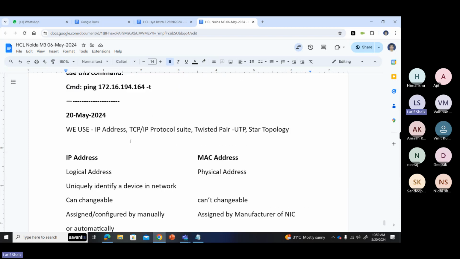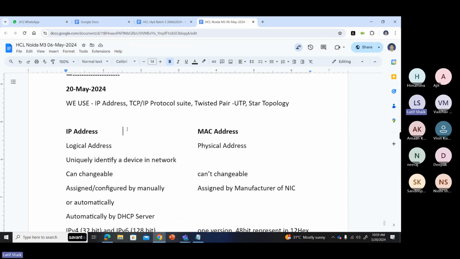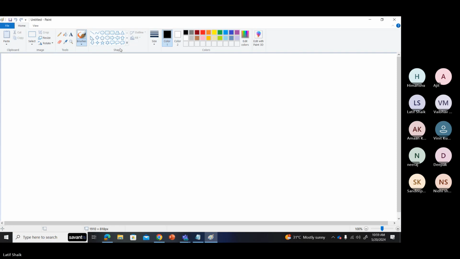Guys, okay. So what communication are we using? IP addresses are for this type of communication. Once again, to communicate in the network, what are the requirements? Of course, we need to communicate between the devices. First of all, the device must have a NIC to connect to the network.